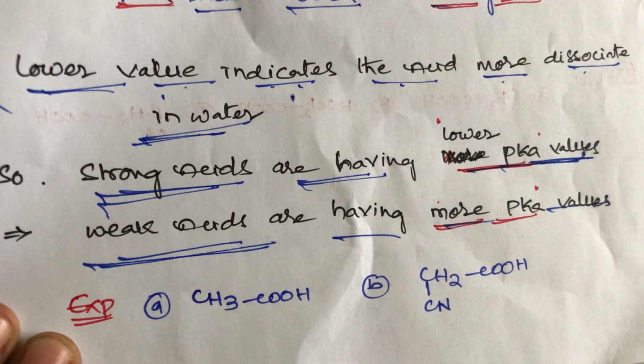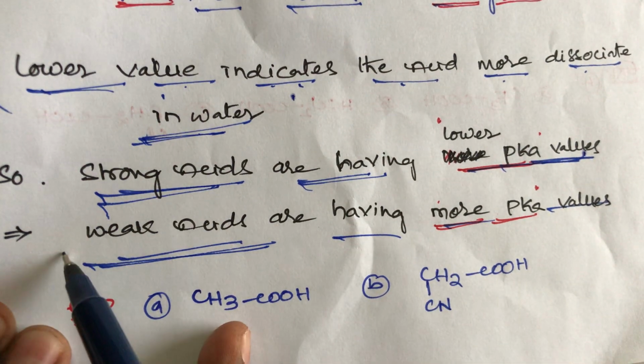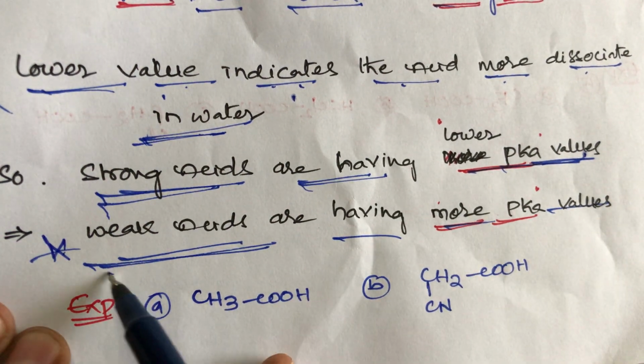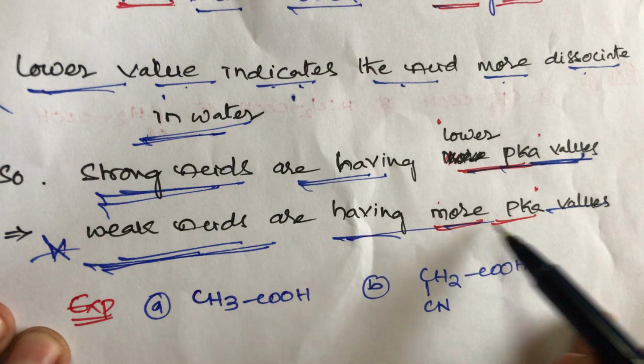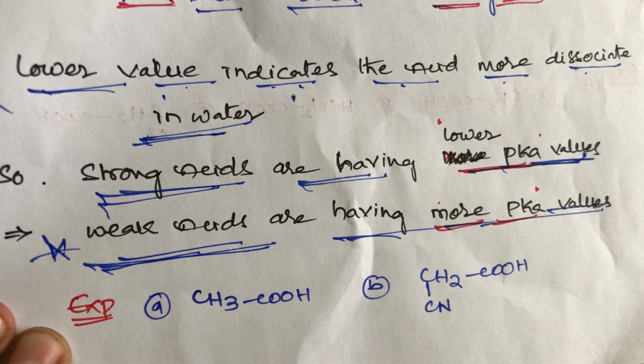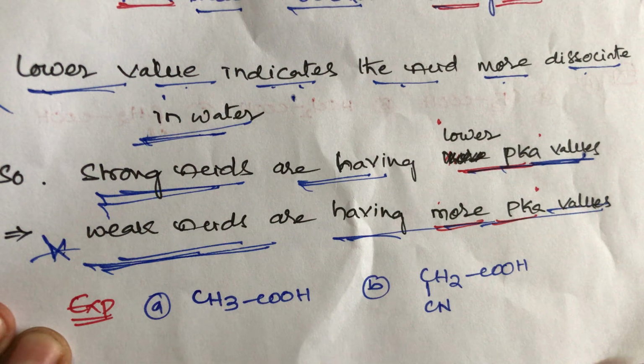Once again students, what is pKa? pKa indicates the strength of an acid. Strong acids always have a lower pKa value, and weak acids always have a higher pKa value. This is very important, students. So how do we find out the pKa value?